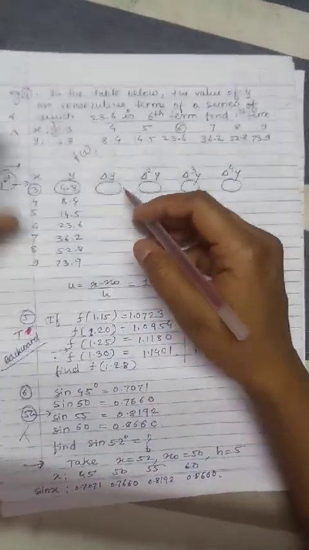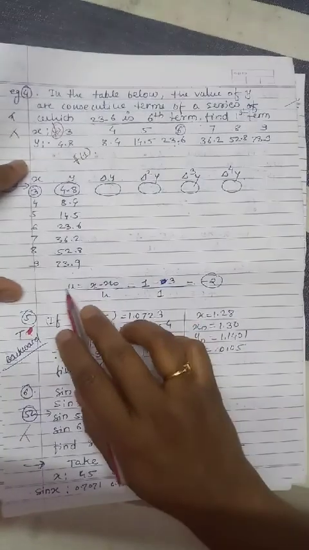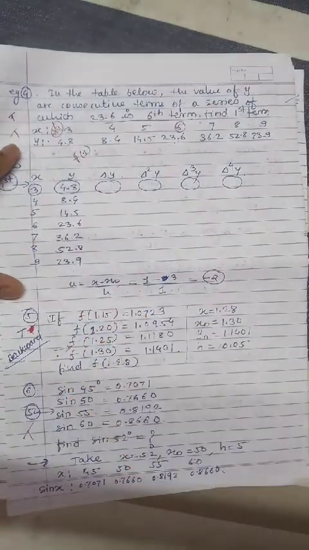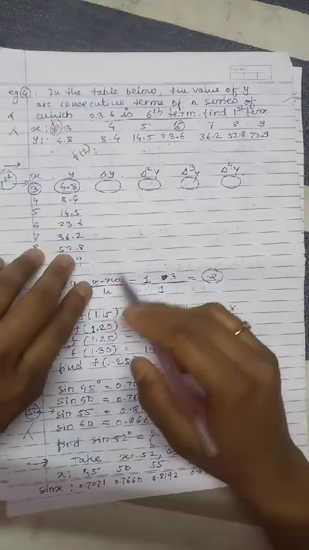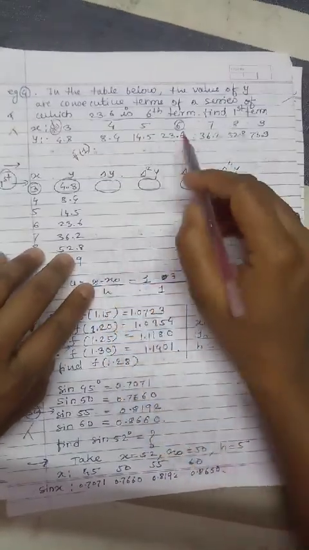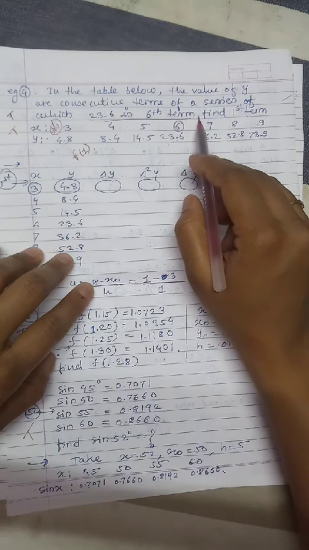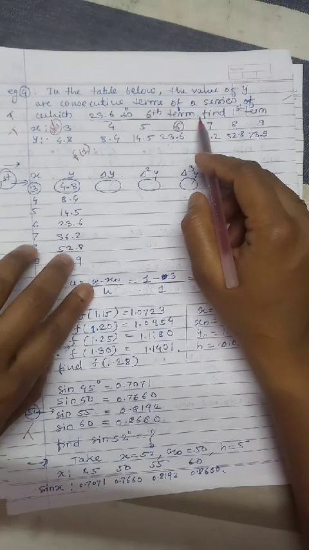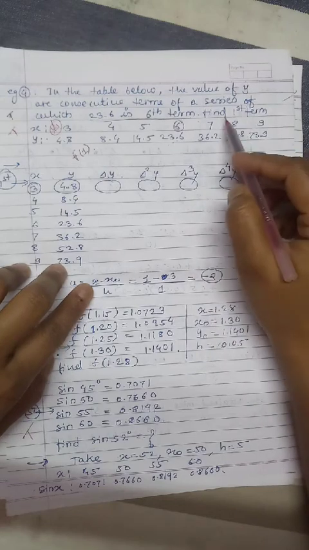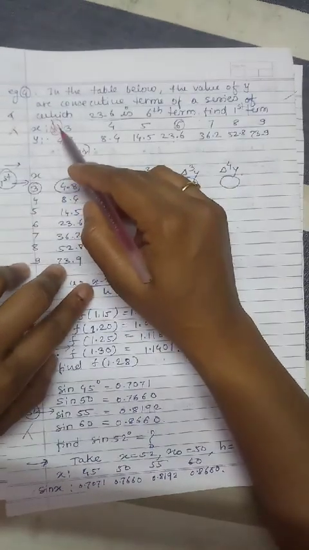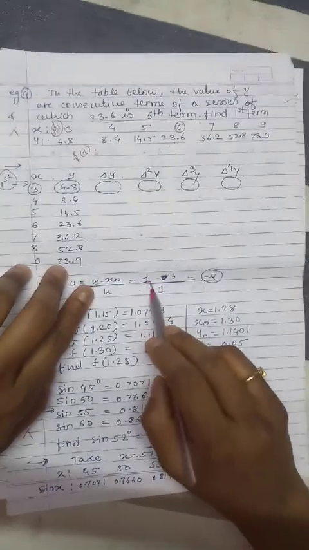Continuing with the last lecture, how to find u. For u, the formula is u is equal to x minus x naught upon h. So what is the value of x here? The value of x which is given in the question, that is the required value of x, for which we have to find the value of y. We have to find the first term. First term means here x equal to 1. So take x equal to 1 here.